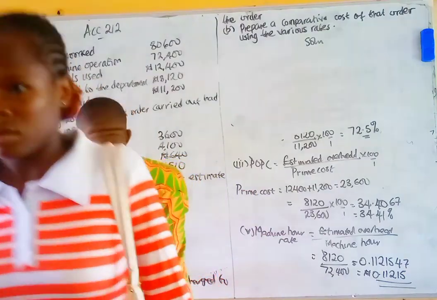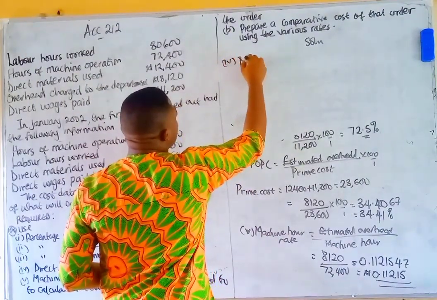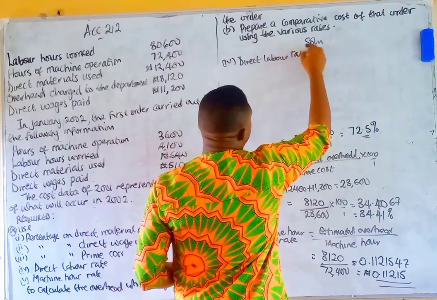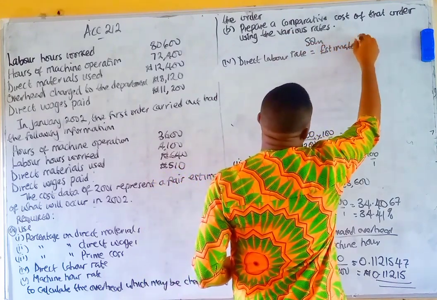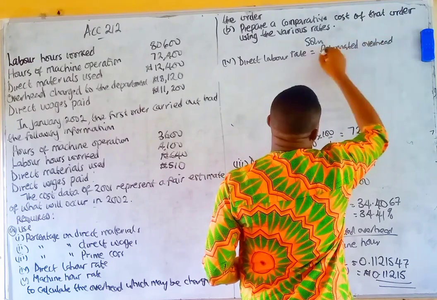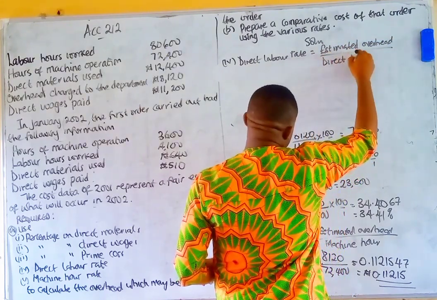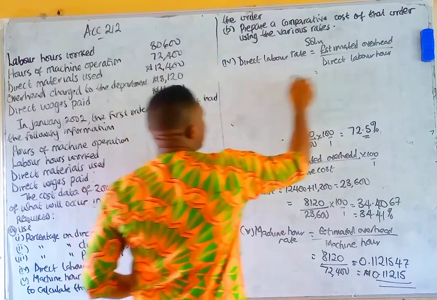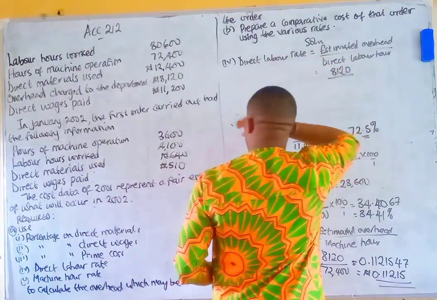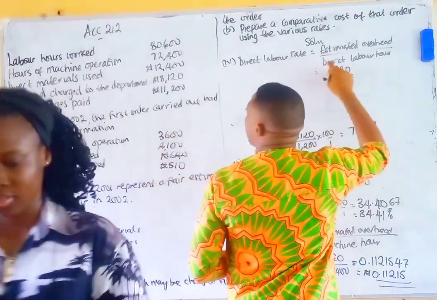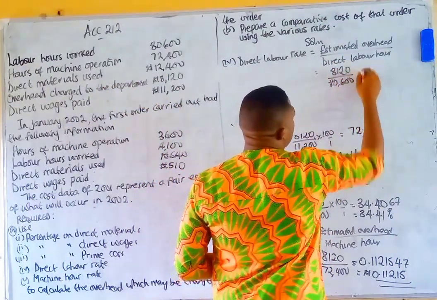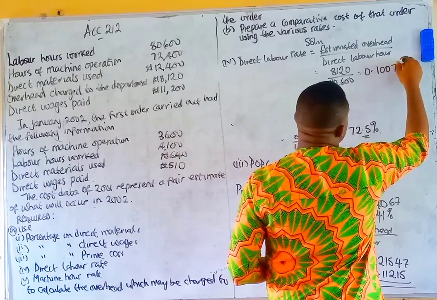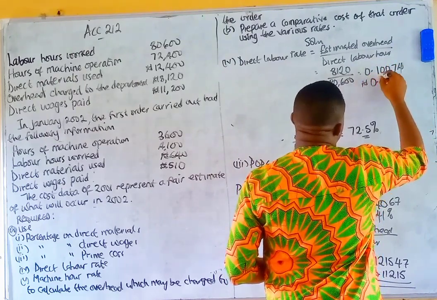So we skipped IV. Let's do IV, which is what? Direct labor rate. And what's the formula? Estimated overhead divided by direct labor hours, right? So our estimated overhead still remains 8120 divided by what is our direct labor hours? 80,600. Now what the labor use? 0.74. So we have 0.1007.